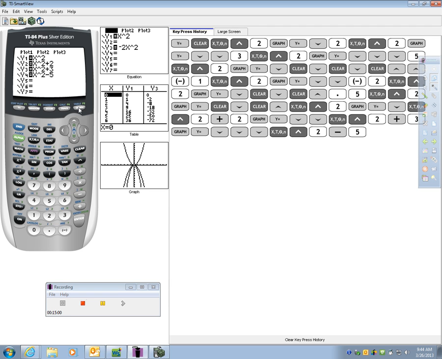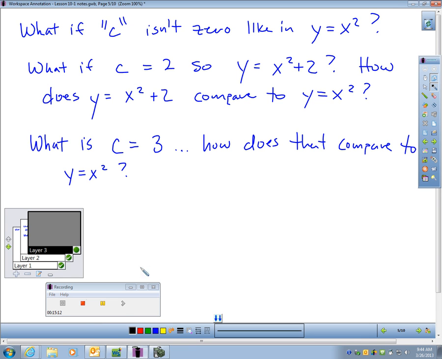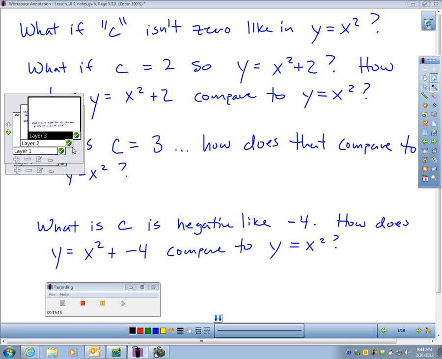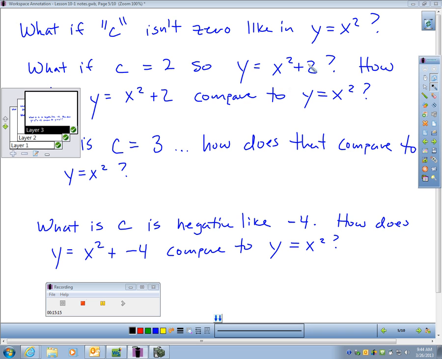And if you said it's going to shift or translate the graph 5 units lower, you are correct. 1, 2, 3, 4, 5. You can see it. So now we've just learned how C can affect the parent function. All right? The value for C just takes the vertex and shifts it up or down the y-axis.